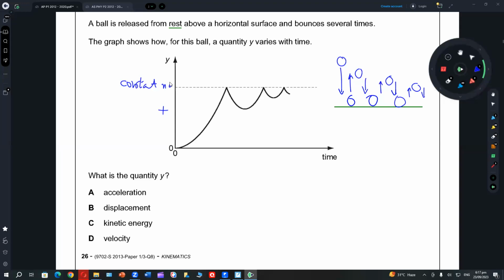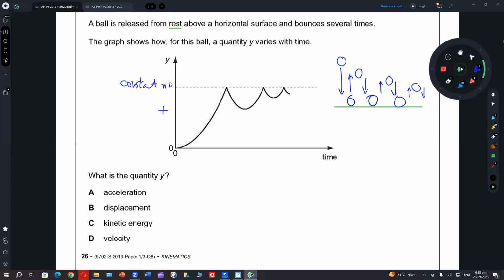Such questions should be done by the elimination method. You have to test every option. If you see A, acceleration, acceleration can be our option because when the journey is up and down, acceleration is there. But the problem is that the quantity varies with time, whereas acceleration would be reaching one fixed, constant number.